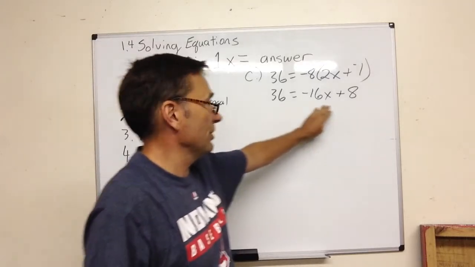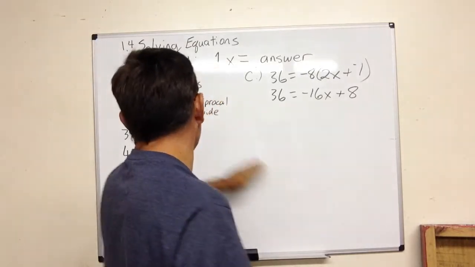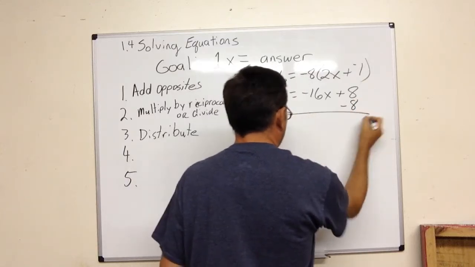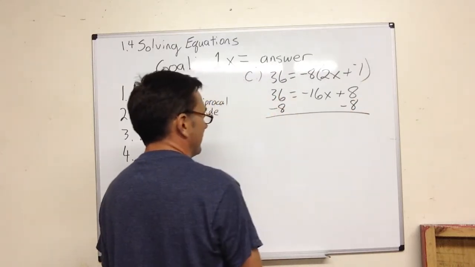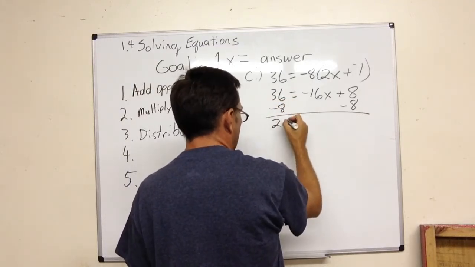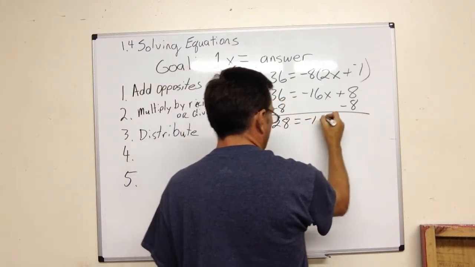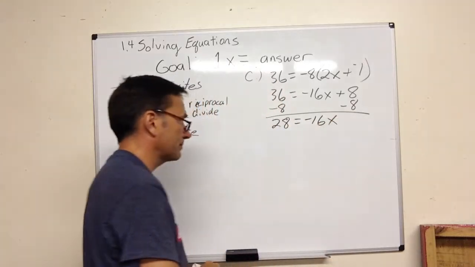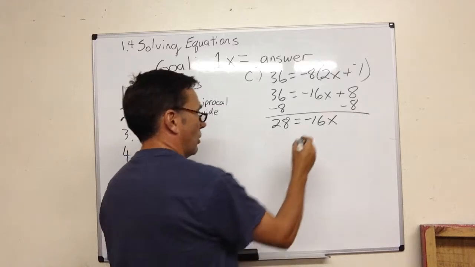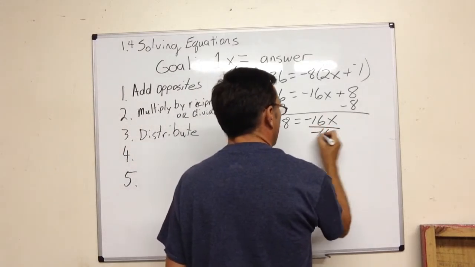Now, this problem looks exactly like the ones before. We come back and we're going to add opposites. Negative 8 and negative 8. 36 and negative 8 comes out to be 28 and negative 16x. We come back here, divide by our coefficient here of negative 16.